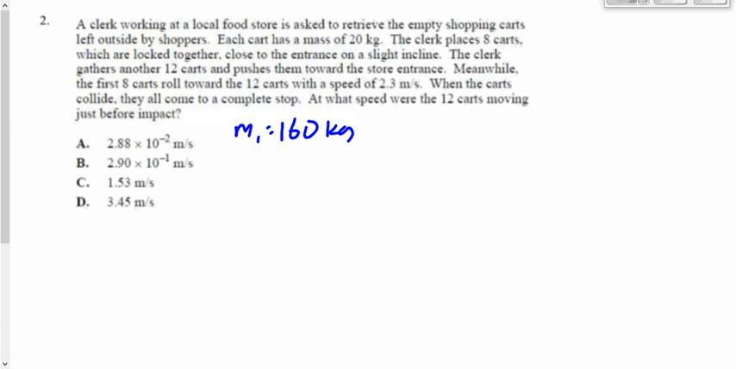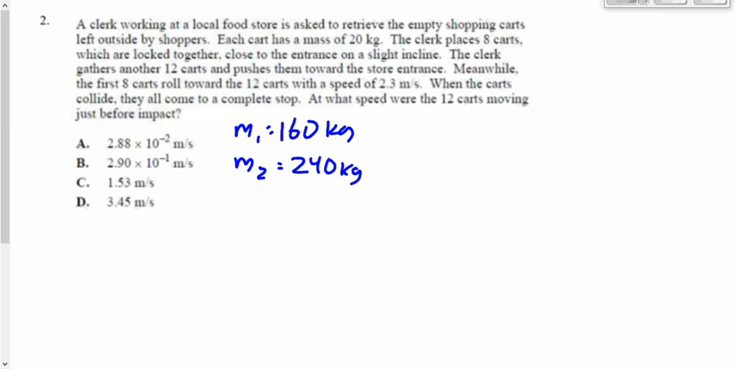They're on a slight incline. The clerk gathers another 12 carts and pushes them toward the store entrance. That's going to be M2, which is 12 carts times 20, or 240 kilograms. Meanwhile, the first 8 carts roll toward the 12 carts with a speed of 2.3 meters per second. So, like the incline, guy pushing, whatever, that's before whatever we want to deal with here, right? We want immediately before and immediately after the collision so that we can have an isolated system, an isolated system for which there are no external forces, right?